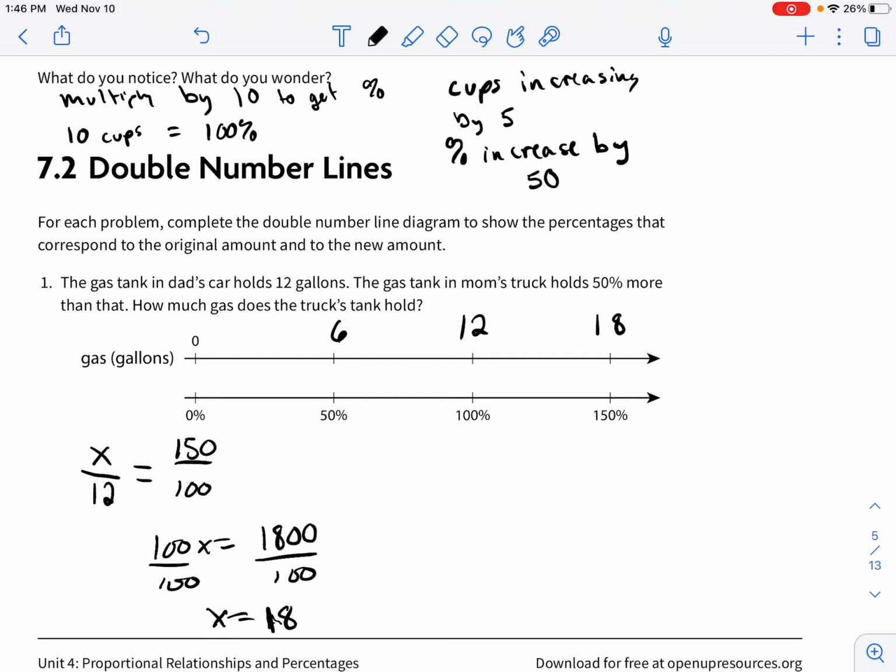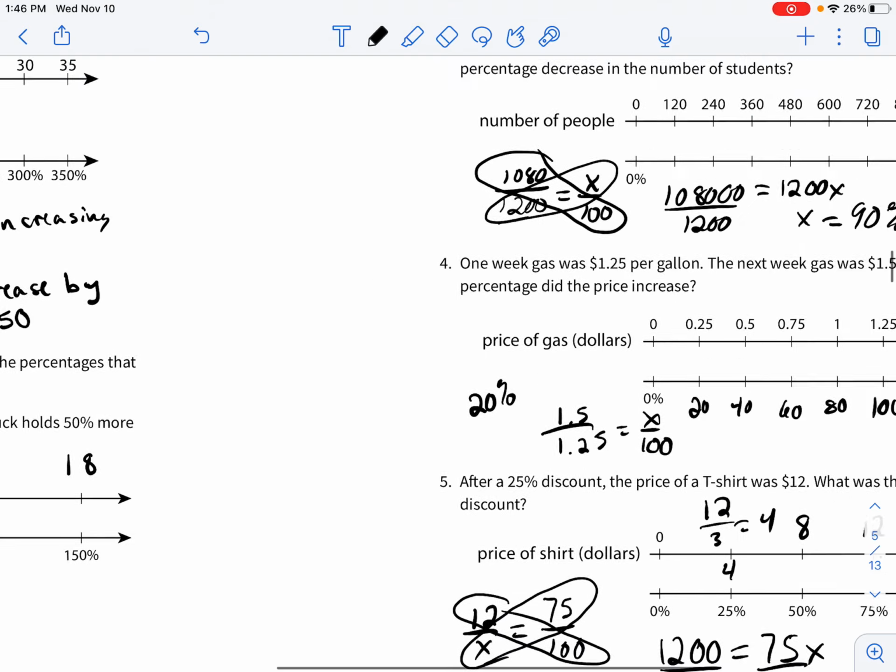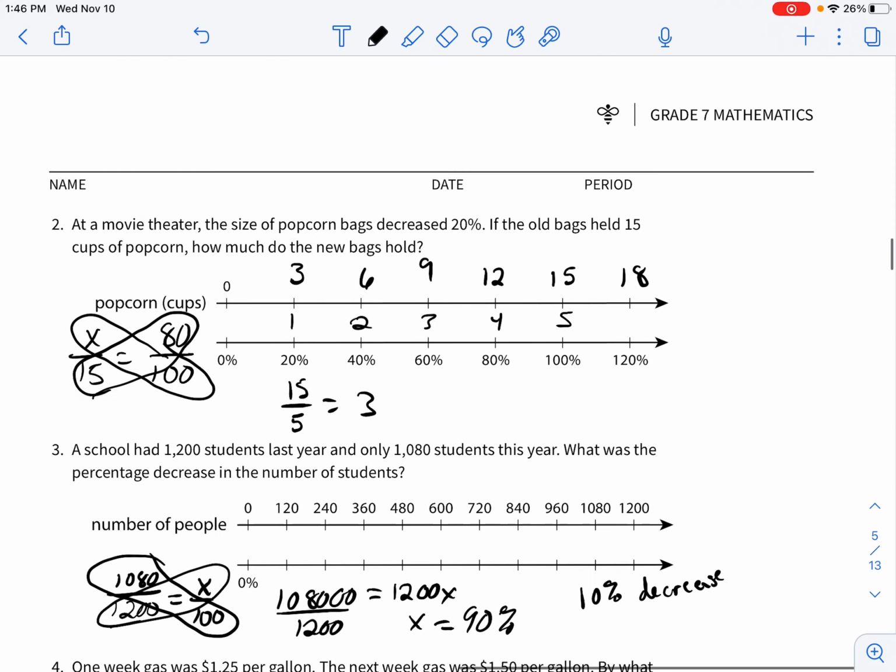Okay. This one, by looking at it, was pretty easy to just say, yes, it should be this much. All right, the next one. Once again, use cross product here. It says at a movie theater, the size of popcorn decreases by 20%. If the old bag held 15 cups of popcorn, how much does the new bag hold?